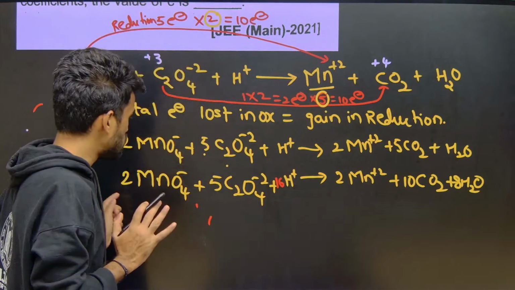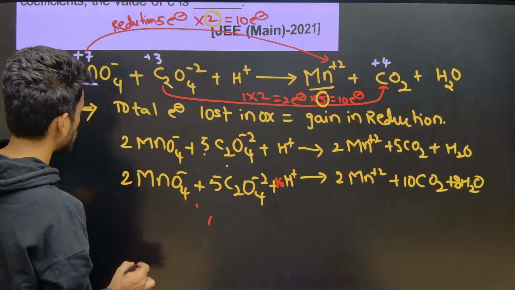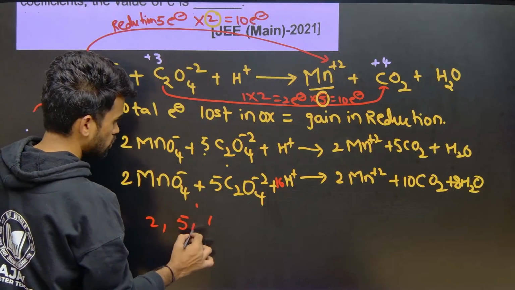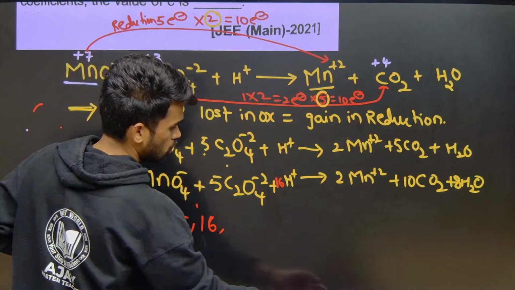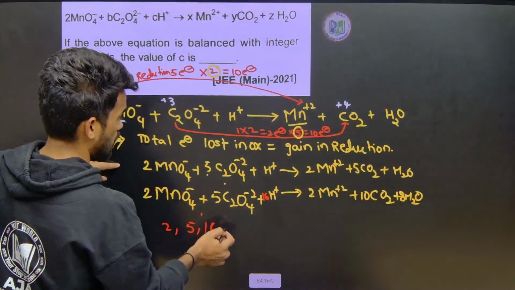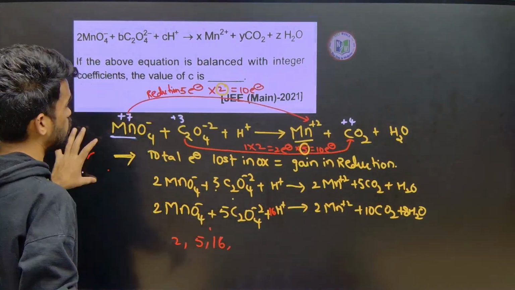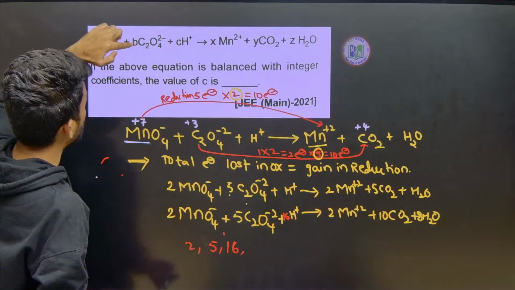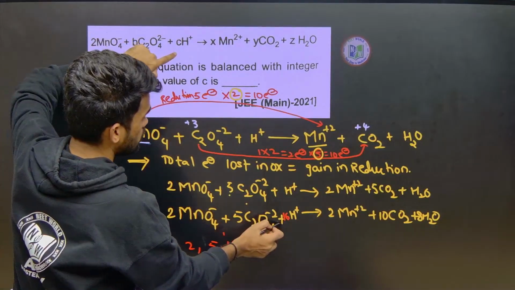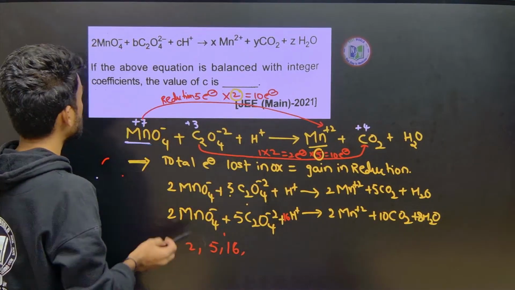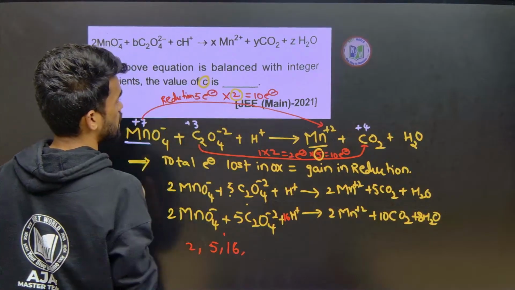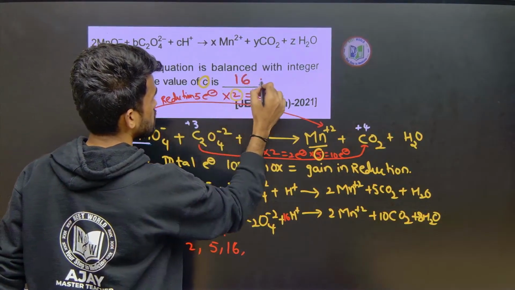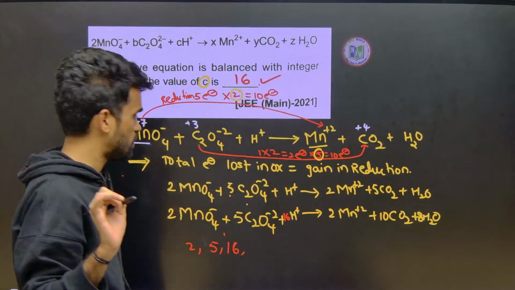Everything is balanced. So what are the coefficients here? 2, 5, 16 like this. So balanced, just relate this equation to the given equation. See, 2 manganese, so our B value is 5 and C value is 16. What they are asking in the question is the value of C, so write it as 16. So this will be your perfect answer for this question.